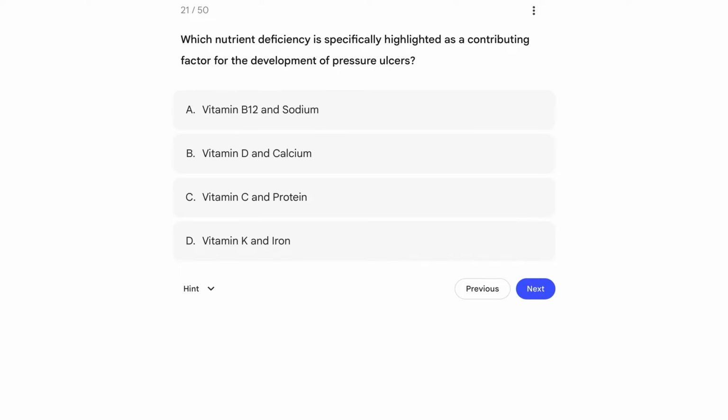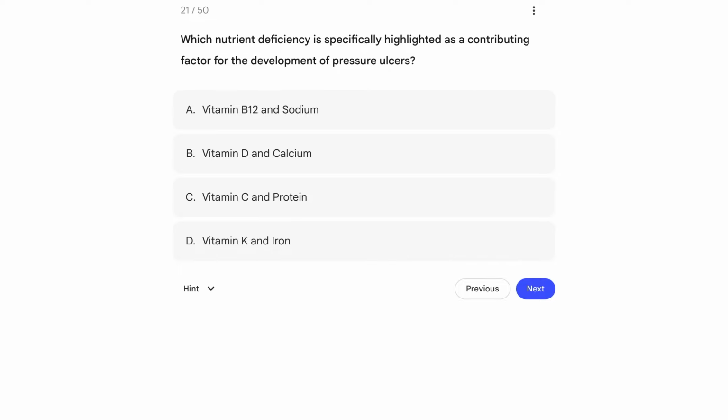What is the first question, the 21st question? Which nutrient deficiency is specifically highlighted as a contributing factor for the development of pressure ulcer? That was the question, right? And in the options, these are the deficit nutrients or vitamins that make a contribution for pressure ulcer.